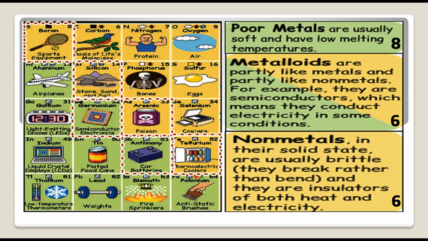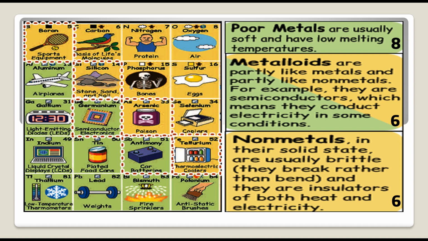Poor metals, metalloids, non-metals. I said already there are 20 compounds under this category. There are 8 elements under poor metals. Poor metals are usually soft and have low melting temperature. Next is metalloids. There are around 6 metalloids: boron, silicon, germanium, arsenic, antimony, tellurium. These are all the 6 elements under metalloids. These metalloids are partially like metal and partially like non-metal. For example, they are semiconductors, which means they conduct electricity in some conditions.